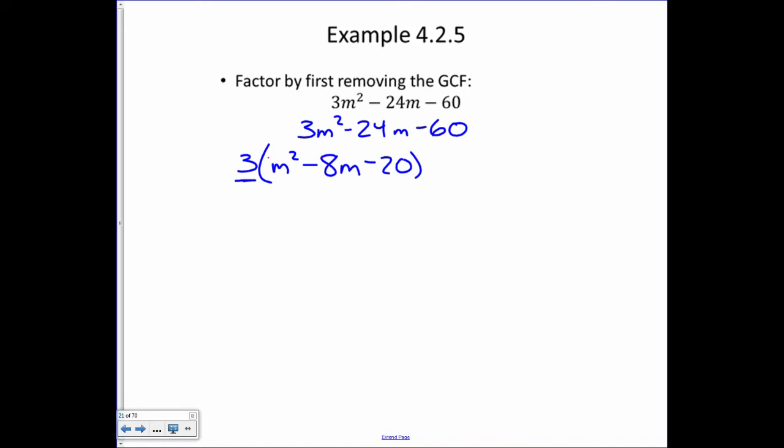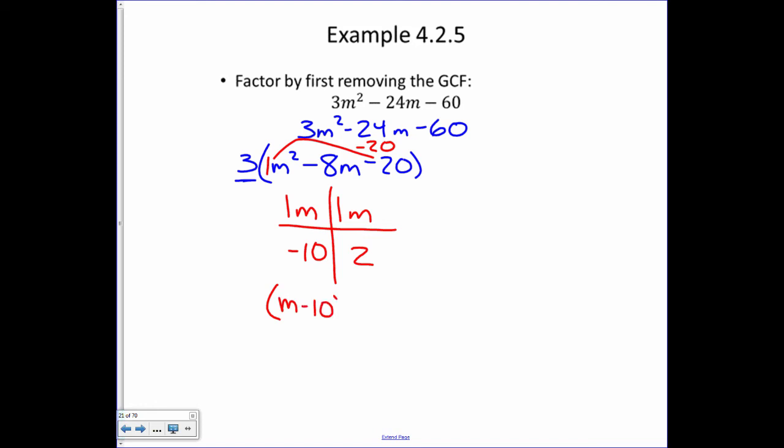So again, take the first number and the last number and multiply them together. That'll give you negative 20. We're going to make a box, write the coefficient both times, and split the variable up. Now we need two numbers that multiply to give you negative 20 and add to give you negative 8. Well, negative 10 and positive 2 will add to give you negative 8 and multiply to give you negative 20. And so what we get from this part is m minus 10 and m plus 2. And then just remember to bring down the greatest common factor.